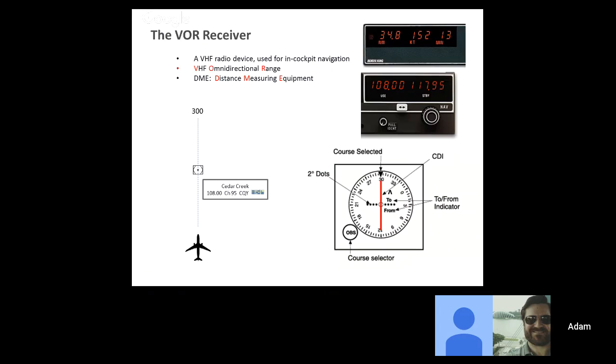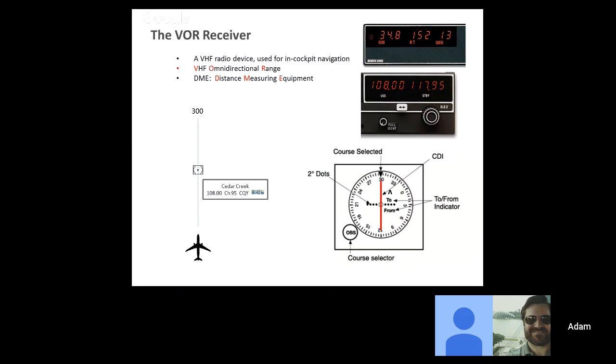VOR and ADF, which I'll get to in a minute, are antiquated technology. They're kind of on their way out. However, the FAA expects its pilots to understand what they are and how to use them. And so you'll see it on the written test. You'll definitely be asked to demonstrate proficiency on the flight test.